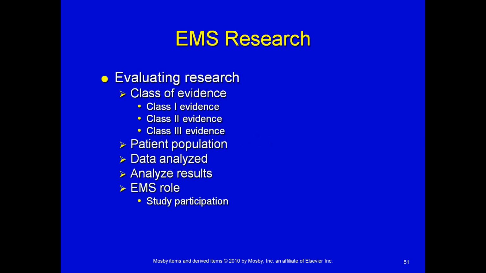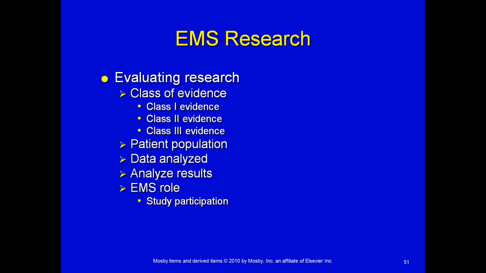In evaluating research, we also have to look at the class of evidence. Class 1 evidence is the best. Class 3 is not quite as good. Class 1 is your randomized controlled trials, large human populations. Class 3 evidence is maybe some human populations, some strong data, some strong evidence involving animals, retrospective studies, those sorts of things.